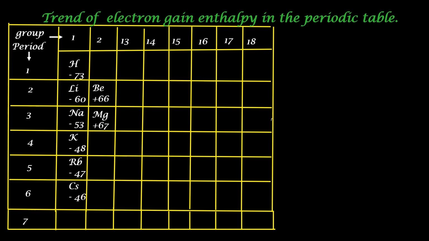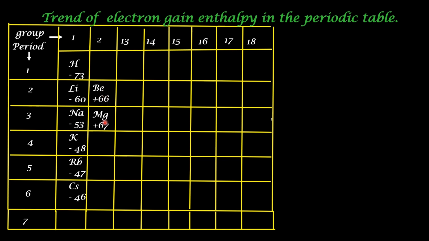In the second group, beryllium and magnesium have positive electron gain enthalpy. We have already discussed the factors influencing or deciding electron gain enthalpy, and we have seen there that for atoms having a more stable electron configuration, like half-filled and fully filled valence shell electron configuration, the electron gain enthalpy will be positive.